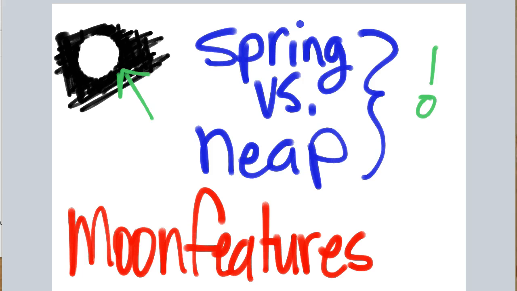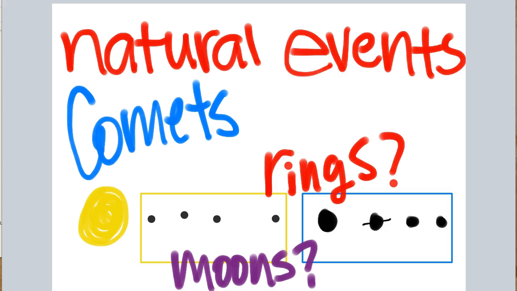And you need to know the features of the moons, like Rilles and the Maria and the Highlands and that sort of thing. What natural events does the moon influence? That's going to be eclipses and tides.